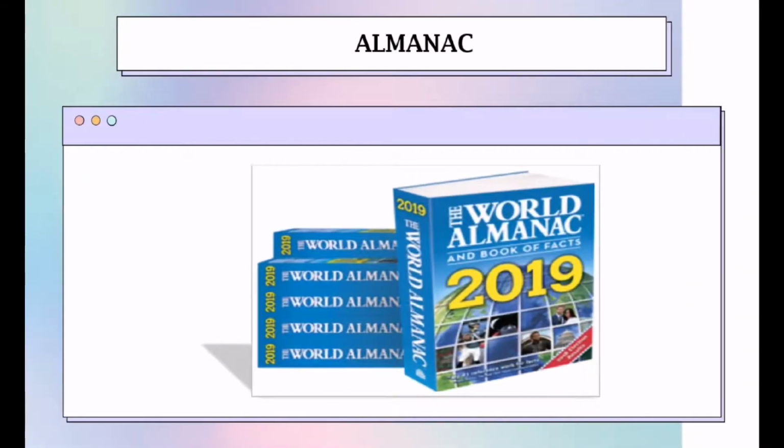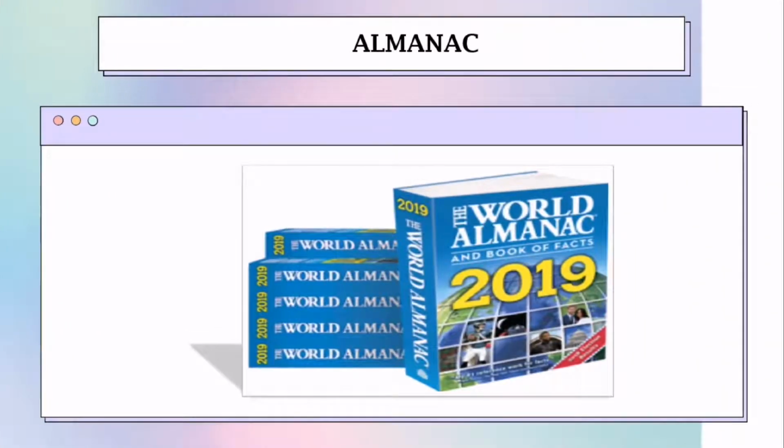Next po is almanac. Almanac, book or table containing a calendar of the days, weeks, and months of the year. A record of various astronomical phenomena, often with climate information and seasonal suggestion for farmers.